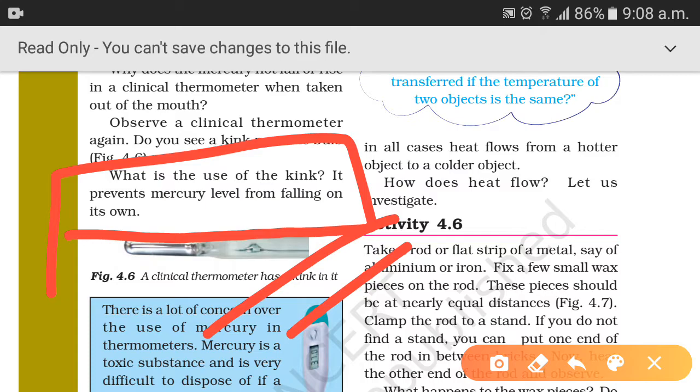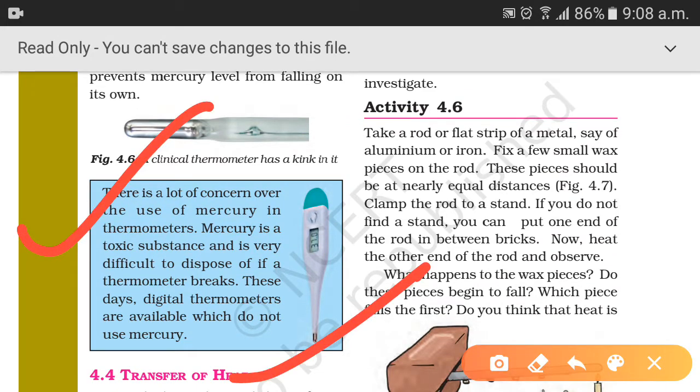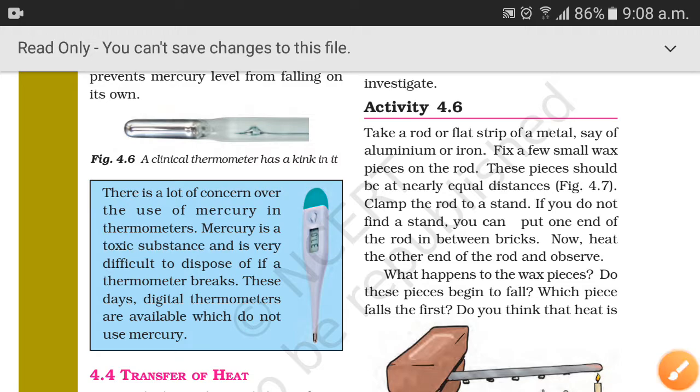Okay, mercury is used for various reasons: it expands equally for every degree of rise in temperature, it does not stick to the walls of the glass, and mercury is shiny, which makes it easily visible through the glass. Now beta, see here, this paragraph is very important: there is a lot of concern over the use of mercury in thermometers. Mercury is a very toxic substance and it is very difficult to dispose of if the thermometer breaks. So nowadays digital thermometers are used.